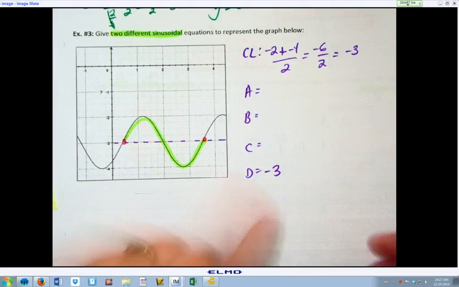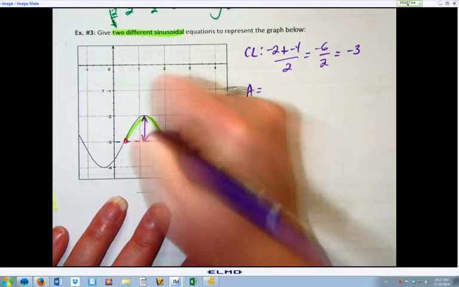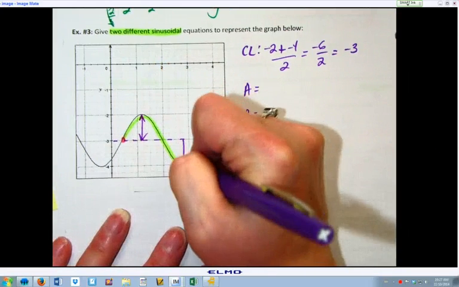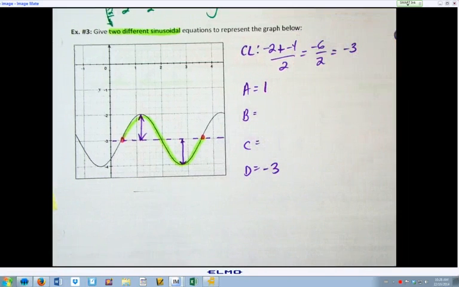Next, I go to amplitude because it's related to the center line. Amplitude is the distance from the center line to a max or the distance from the center line to a min. It doesn't matter because the graph is symmetric. So how many units is there between our center line to our max or our center line to our min? 1. Well, why isn't it negative if we're underneath? Because it's a distance. So it's actually the absolute value of -1, which is +1.